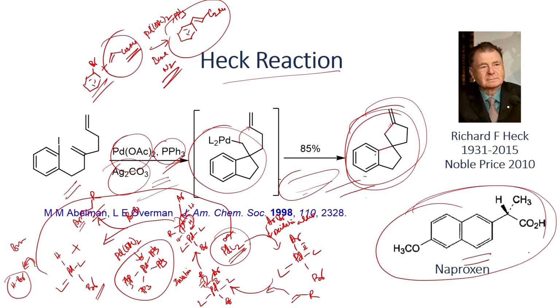In this way, for example, this has been used to make this drug. This is used as an anti-inflammatory drug. This method is used industrially to produce this compound.